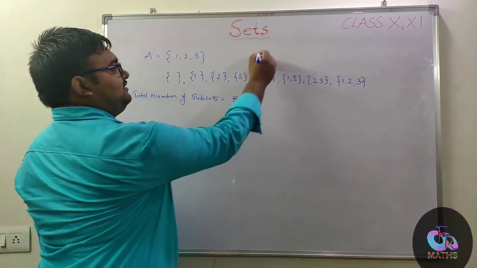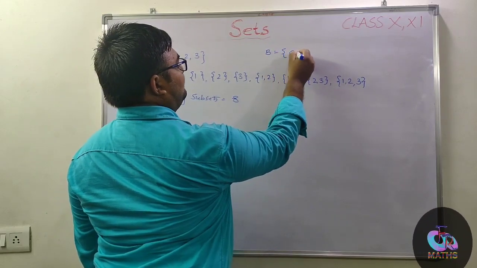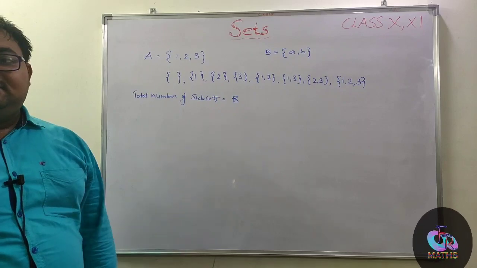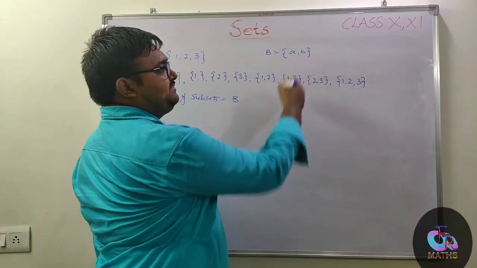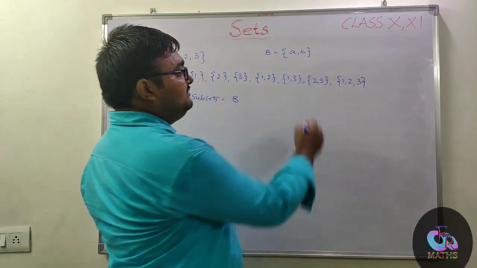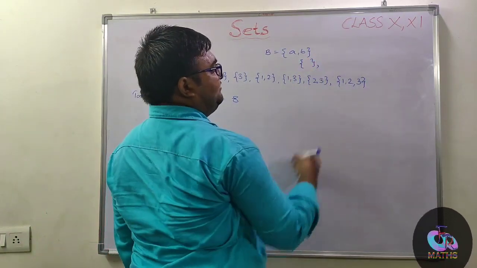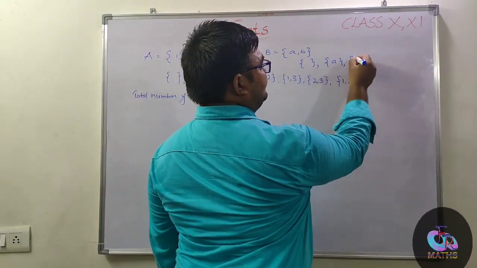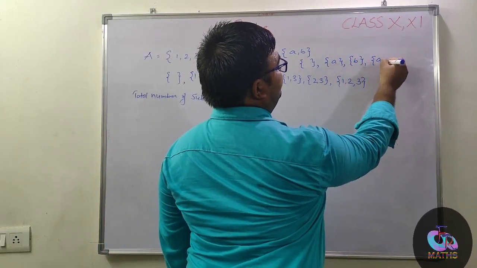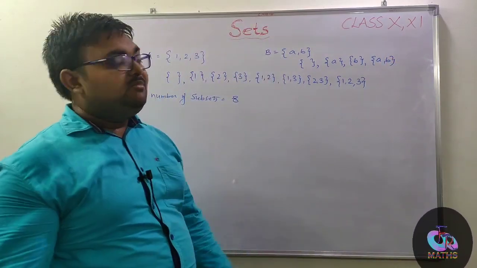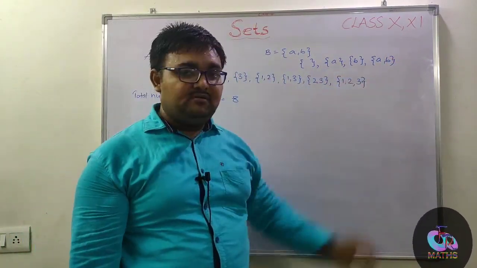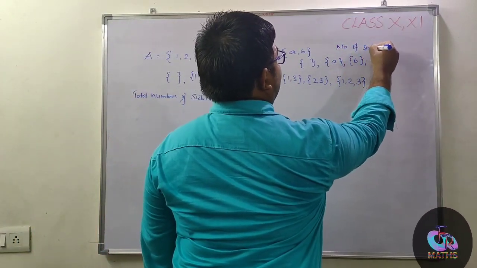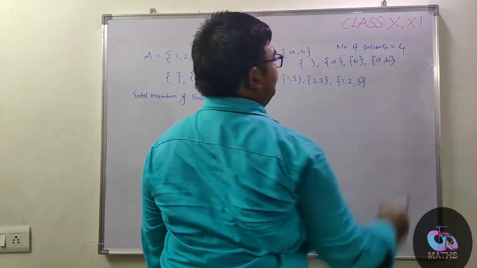Now consider one more set, which contains only 2 elements. The subsets for this set are the empty set, the sets containing 1 element, which are set of A and set of B, and the set containing 2 elements. If you count the number of subsets, 1 2 3 4, the number of subsets is equal to 4.